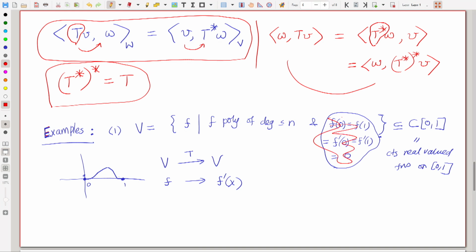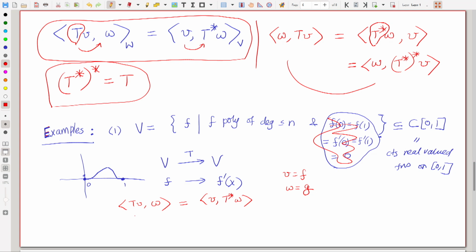Ideally I would have wanted to look at polynomials of degree at most n, and take the derivative operator. Now let's see what our inner product will be. If I take the inner product of TV comma W, where V is my polynomial f and W is my polynomial g, I want that to equal V comma T star W.